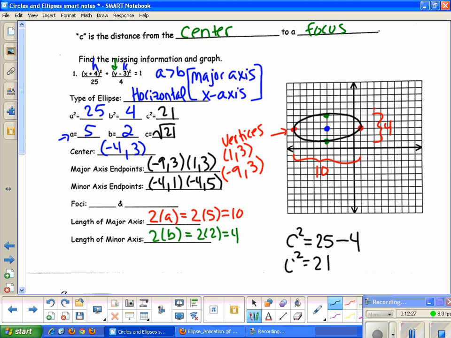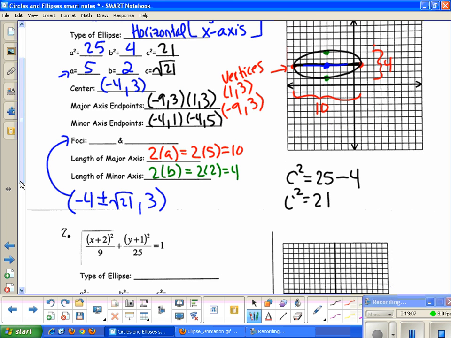So then for the focal points, we are going to do 2 different things. Remember we said the focal points are always on the major axis. So this is the major axis right here. That means from the center, we're going to go a distance of c, which is root 21. So we're going to go to the right root 21 and to the left root 21. So what we're doing is taking our x value from our center, which is negative 4, and adding and subtracting root 21 to that value. And our y value stays the same.